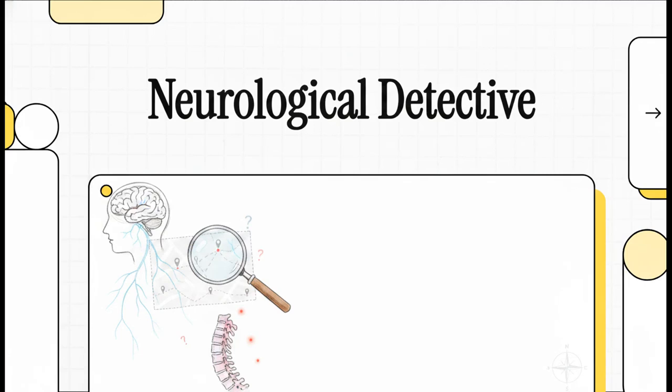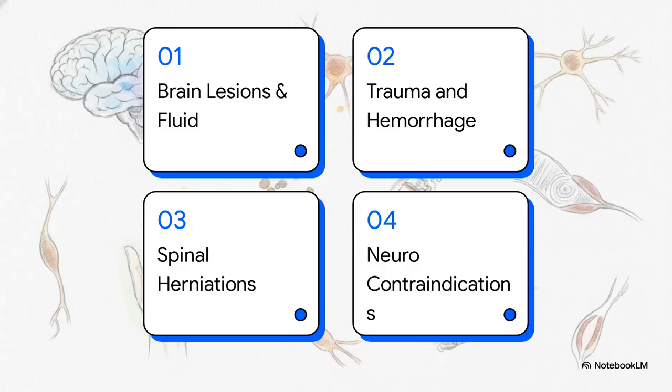Today, we're basically stepping into the shoes of a neurological detective. We are going to take a massive, top-down, geographical journey right through the human nervous system. We'll start at the very top, looking at some really fascinating cranial pathologies, and then work our way all the way down to the peripheral spinal roots. It's honestly this incredible map of cause and effect, where a tiny microscopic structural change can result in these massive clinical mysteries. So here is our agenda for today.